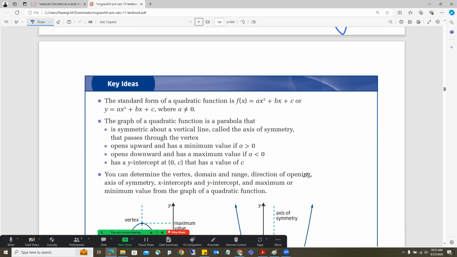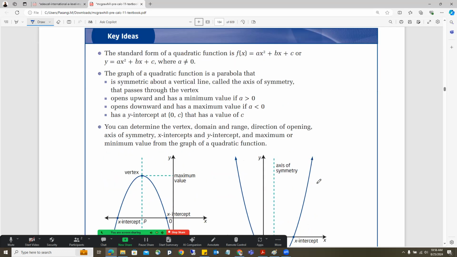So the key ideas in section 2: the standard form of a quadratic function is what? y equals ax squared plus bx plus c, or f(x) equals ax squared plus bx plus c. And remember, a should not equal 0. The graph of a quadratic function is a parabola.